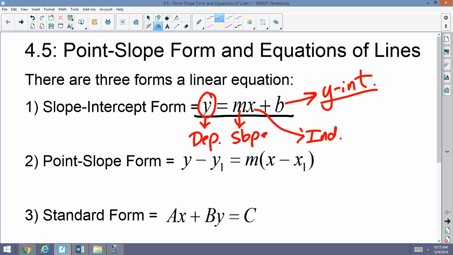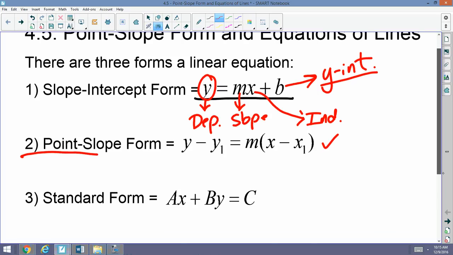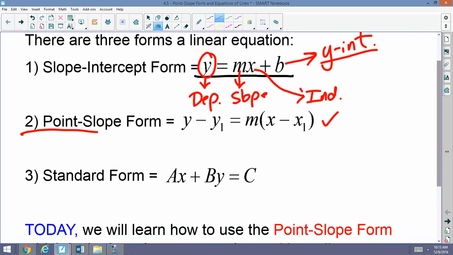The point-slope form, okay, is y minus y1 equals m times x minus x1. And I'm not going to talk much about that, except for the fact that that's what we're going to learn today. And standard form. Standard form we've seen, okay? I'm not going to lie to you. We haven't done oodles and oodles of work with it, but we've seen it, and I've defined its power.